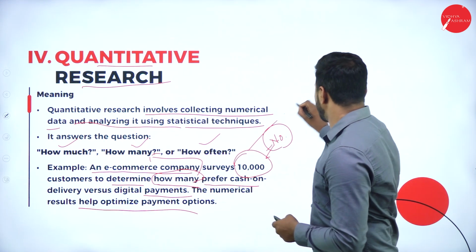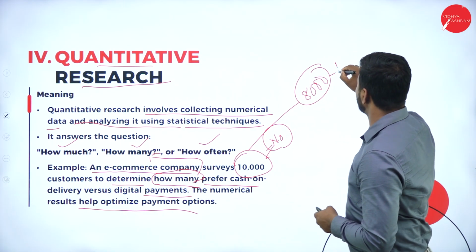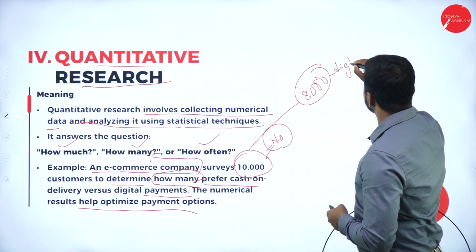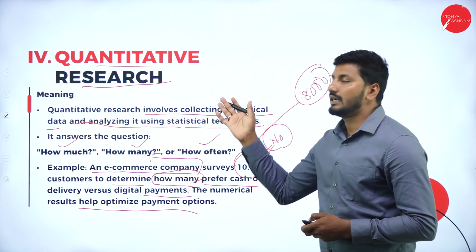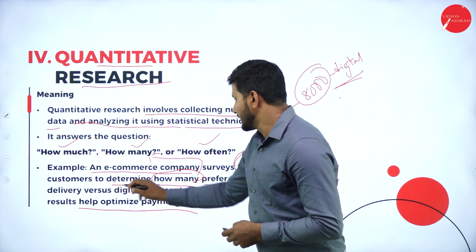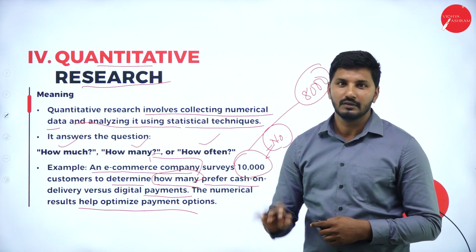Based on that, if in any case 8,000 customers are happy with the digital payment, then automatically the quantitative research will implement the digital payment system. So that's the way the quantitative research will give you the answers.